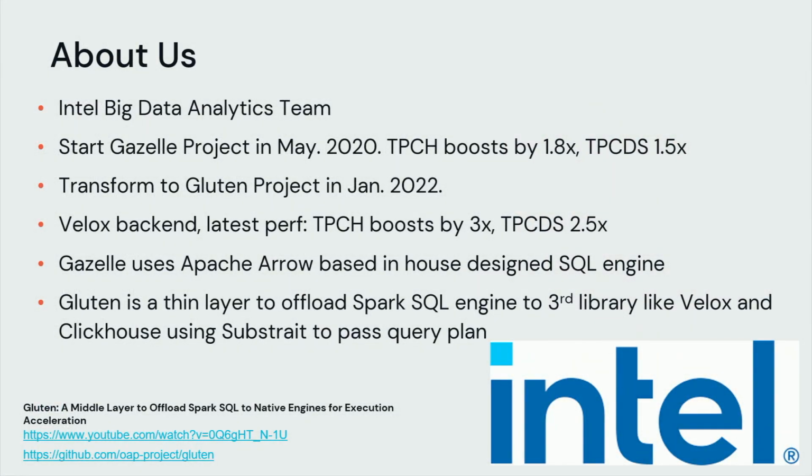About us: we are from the Intel Big Data Analytics team. We started the Gluten project in May 2020, and we boosted TPC-H performance by 1.8 times and TPC-DS by 1.5 times. Later, we transformed the project in January 2022. The problem is that we noted the project's performance is limited by the Arrow library.